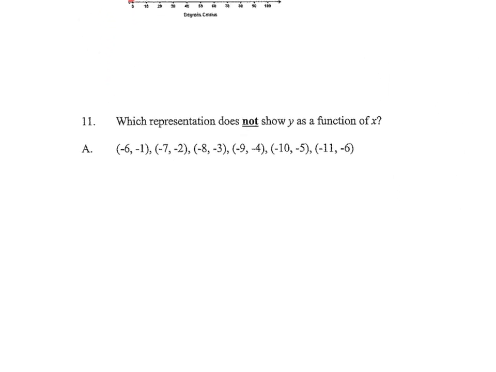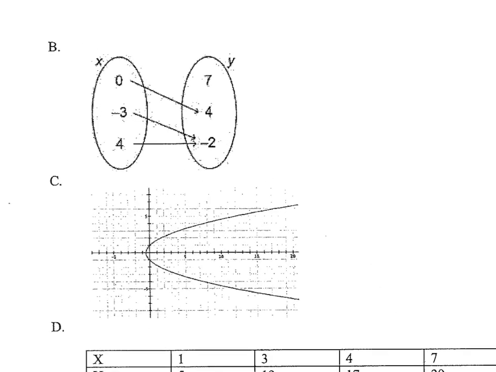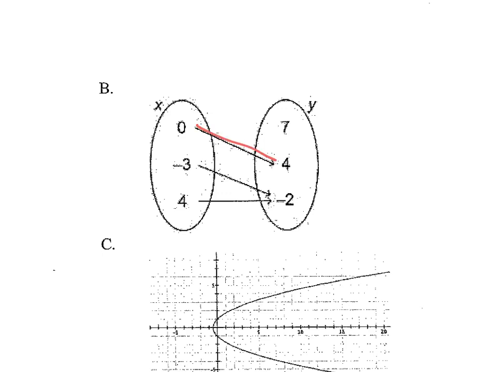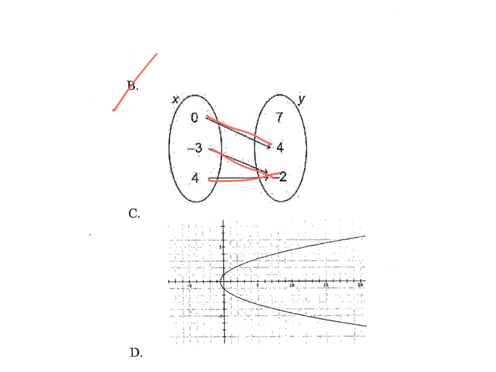Number 11, which representation does not show y as a function of x? So again, we're looking for a repeating x. If x repeats, it is not a function. We have -6, -7, -8, -9, -10, and -11. We are looking for a non-function. That one is a function. Looking at B, 0 is used once, -3 is used once, and 4 is used once. We are looking for a non-function.